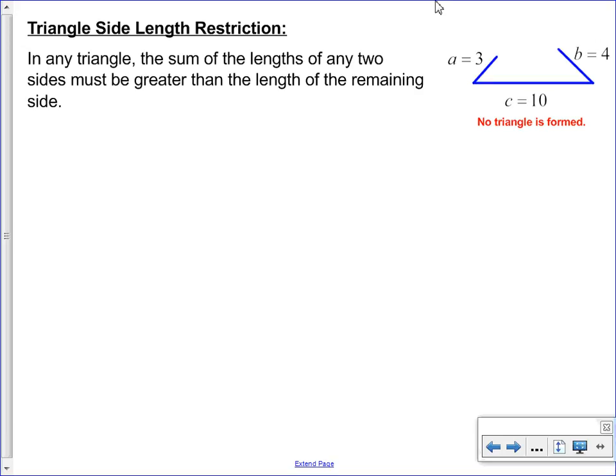Give yourself a little bit of time, paraphrase it or write down what you see. It's up to you. But basically, two sides have to be bigger than the third side. Otherwise, no triangle. And if it's no triangle, then it's no triangle.